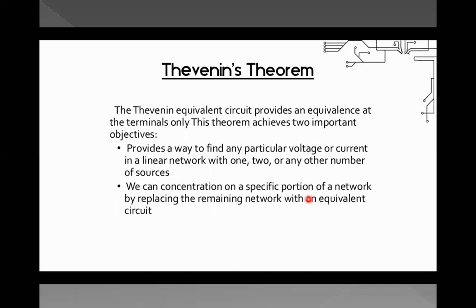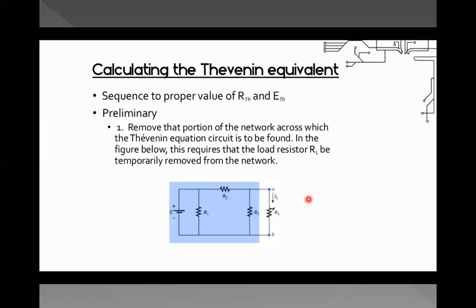The Thevenin's equivalent circuit provides an equivalence at the terminals. The two important objectives are: it provides a way to find any particular voltage or current in a linear network with one, two, or any other number of sources, and it lets us focus on a specific portion of a network by replacing the remaining network with an equivalent circuit.